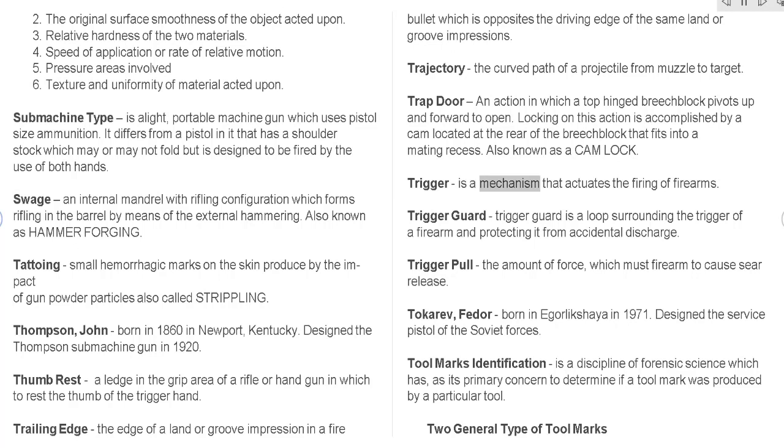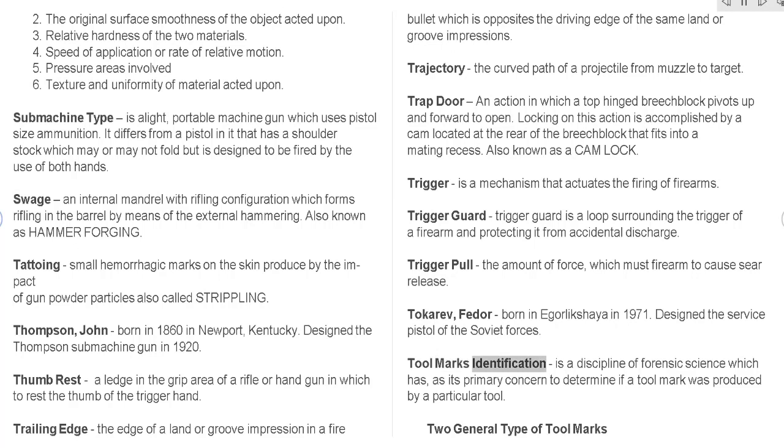Trigger is a mechanism that actuates the firing of firearms. Trigger guard is a loop surrounding the trigger of a firearm and protecting it from accidental discharge. Trigger pull: the amount of force which must be applied to the trigger of a firearm to cause sear release. Tokarev, Fedor, born in Igorlik in 1871, designed the service pistol of the Soviet forces.